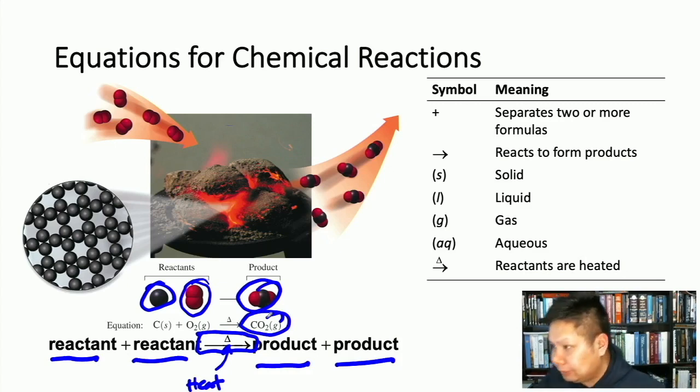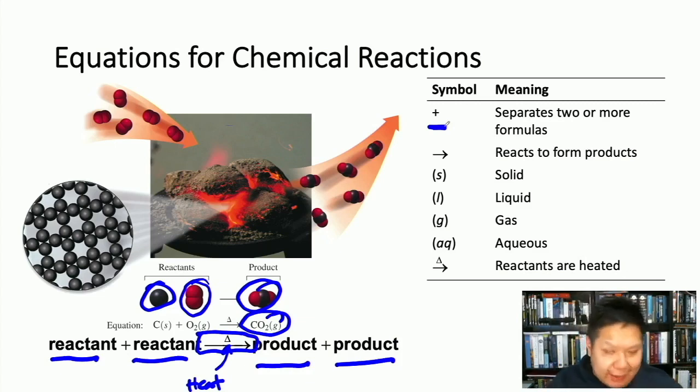So just remember, as we go through and look at all these equations for chemical reactions, the plus sign separates 2 or more different products or reactants in the equation, right? The arrow is the reaction arrow to form the product. So the reactants are always going to be on the left side of the arrow.